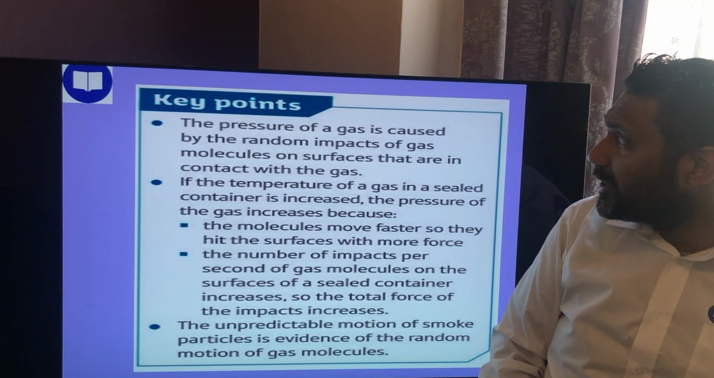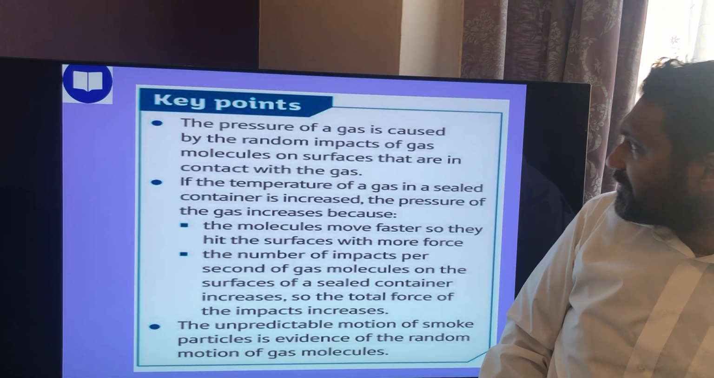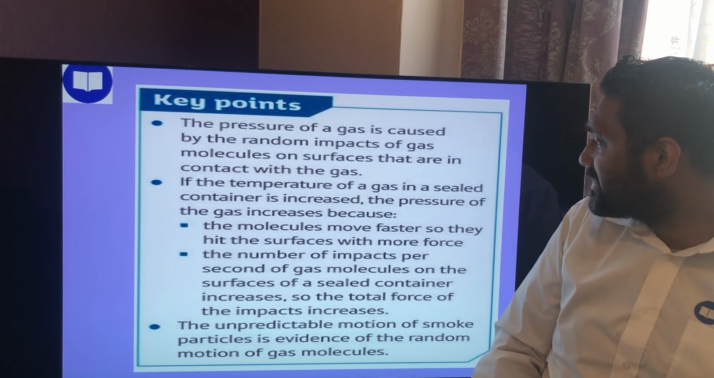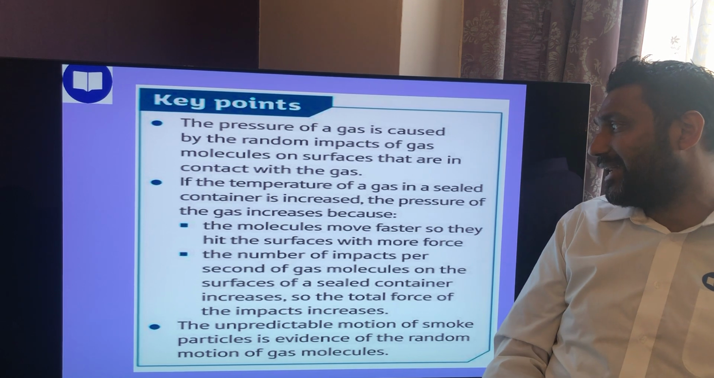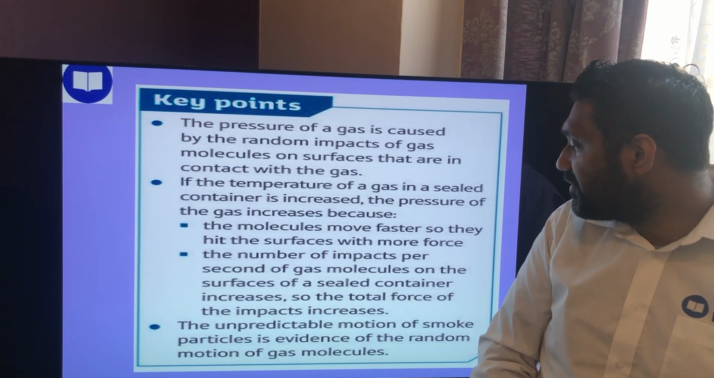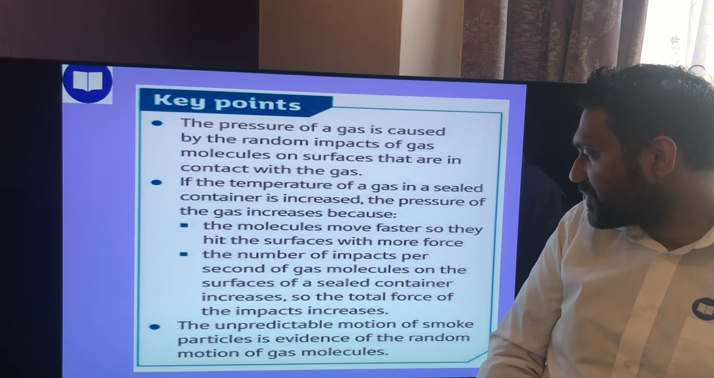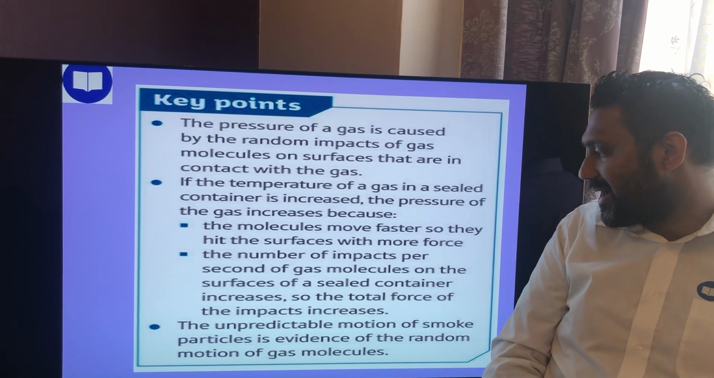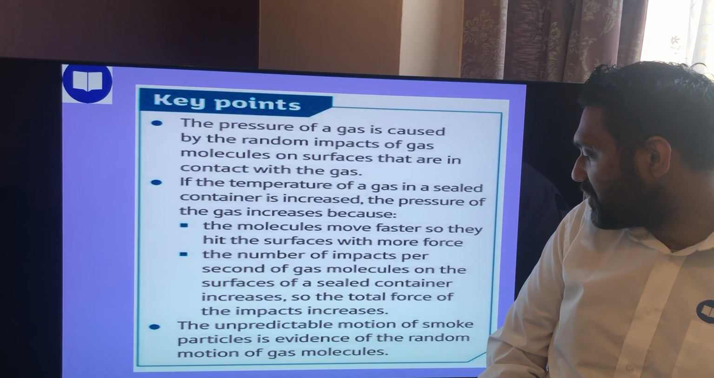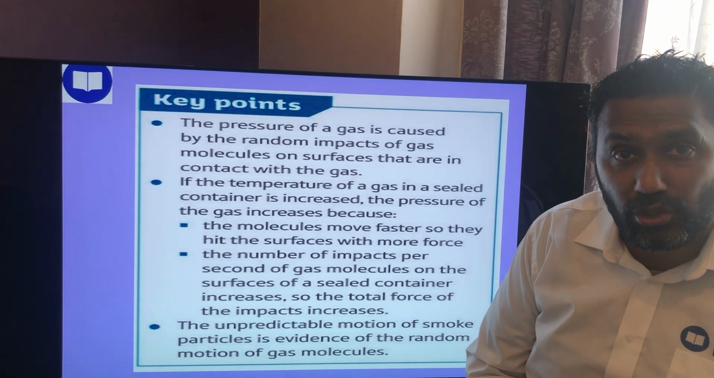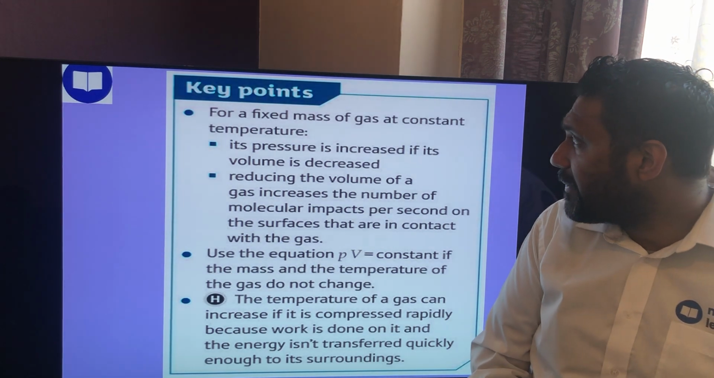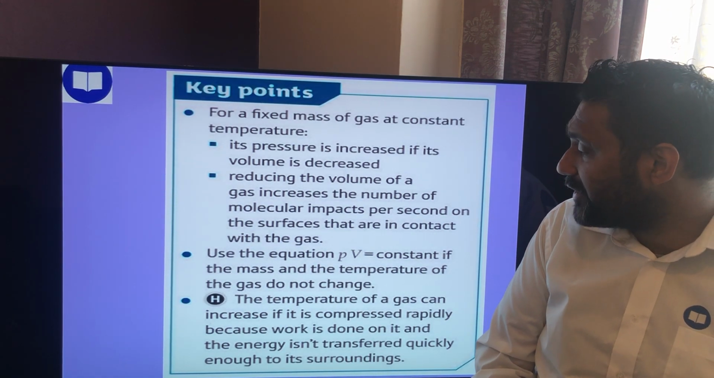So what we've been learning about is key points. The pressure of a gas is caused by the random impacts of gas molecules on surfaces that are in contact with the gas. If the temperature of the gas in a sealed container is increased, the pressure of the gas increases because the molecules move faster, so they hit the surfaces with more force. The number of impacts per second of the gas molecules on the surface of a sealed container increases, so the total force of the impact increases. The unpredictable motion of the smoke particles is evidence of the random motion of the gas molecules. And the last thing, for a fixed mass of gas at constant temperature, its pressure is increased if its volume is decreased and vice versa.